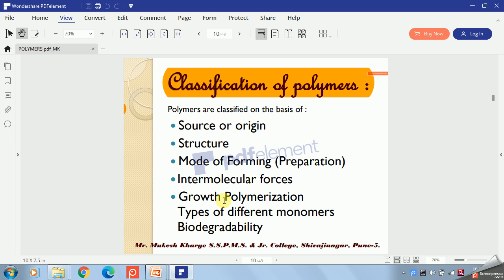and on that basis the growth polymerization is the base. Then next is which different types of monomers are involved during the formation of that polymer, on that basis we can classify them. And last one is the biodegradability, whether that polymer can degrade or not. On that basis we can classify them. So these are the different bases of classifying polymers. Let us discuss one by one.